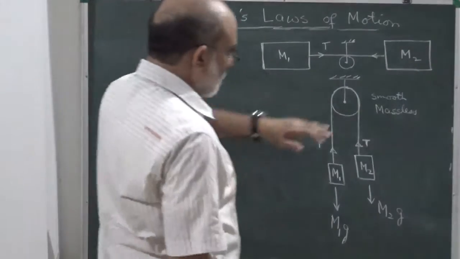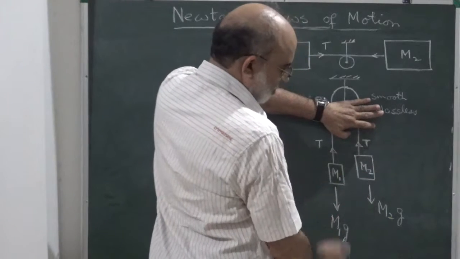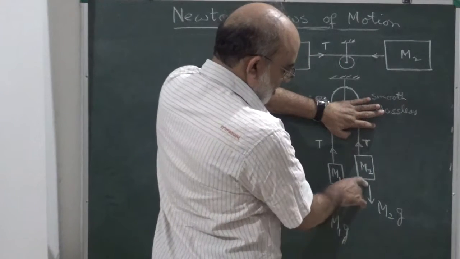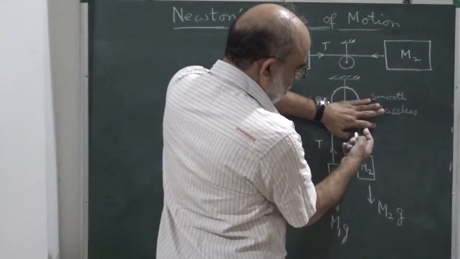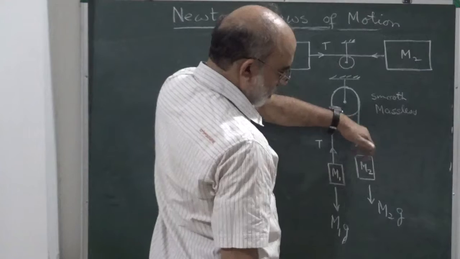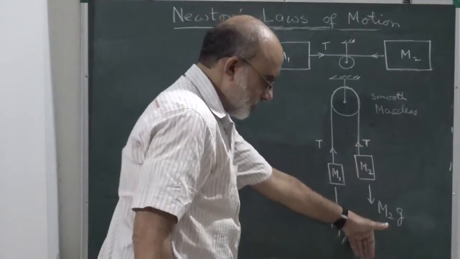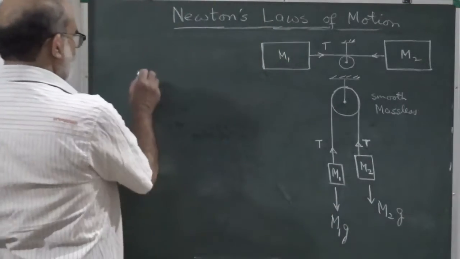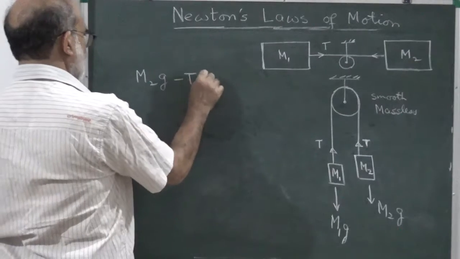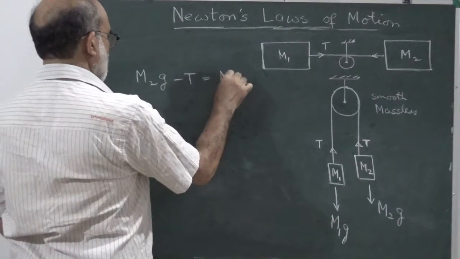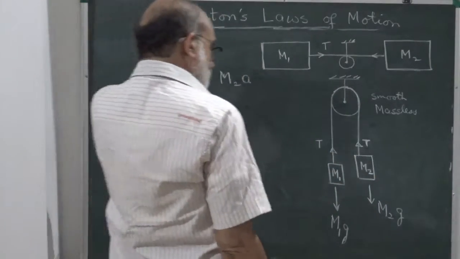Now if you concentrate on this block M2, force M2G acts downward, T acts upward. The resultant force, suppose this is greater than T, so the resultant will be the acceleration downward. So in this case we can write M2G minus T is equal to M2 times the acceleration by which it is moving.